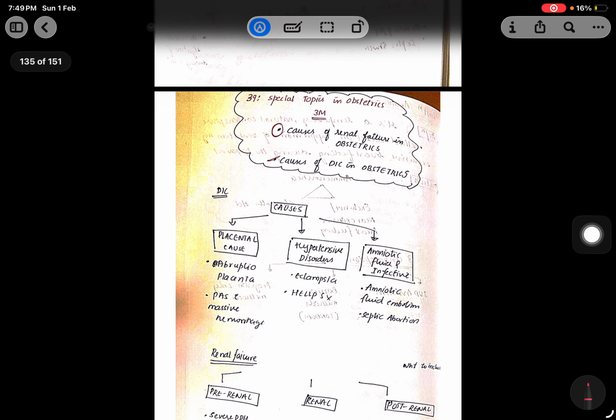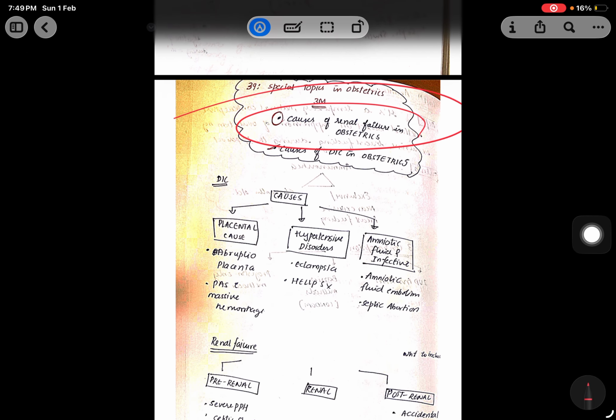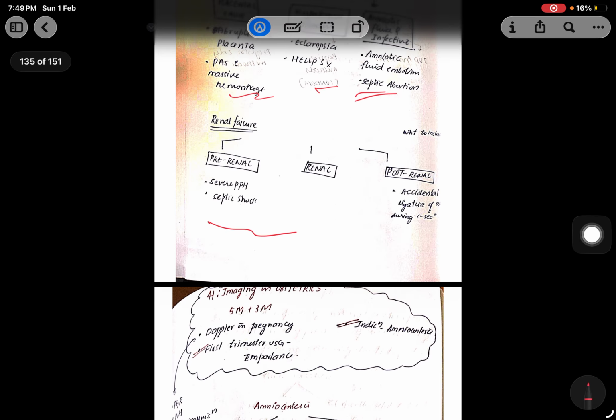Okay, these are the special topics in obstetrics. Causes of renal failure never asked, man. Once in RS2 it was, so I just mentioned it. Again, causes of DIC, again you have to divide it and I just mentioned it.